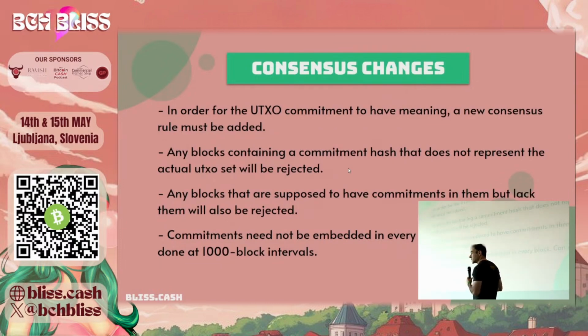But that would require consensus changes, right? You'd have to add a consensus rule. You have to basically enforce this commitment. If the commitment is in the block, it has to be correct, and you can decide what the schedule is. It could be every block, every 100th block, every 1,000th block. You don't need a commitment every block necessarily. It might just be overkill. But at some point a commitment has to appear. Let's say every 1,000th block: if it's missing, the block is invalid. If it's wrong, reject the block. If it's correct, accept the block. So that would be a new consensus rule.